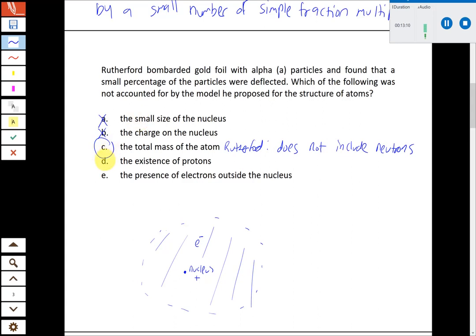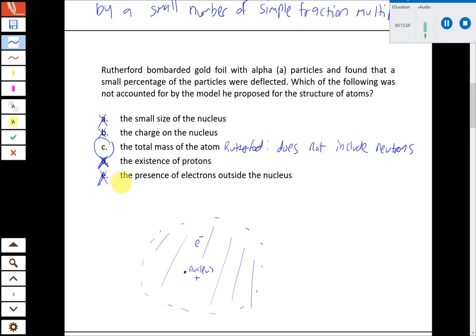D, the existence of protons. That again is because we now know that there are positive charges in the nucleus, so that was accounted for by his model. And the presence of electrons outside the nucleus: this sort of follows from the idea that if you have a nucleus, the electrons that are the negative charge must then be outside of that nucleus.